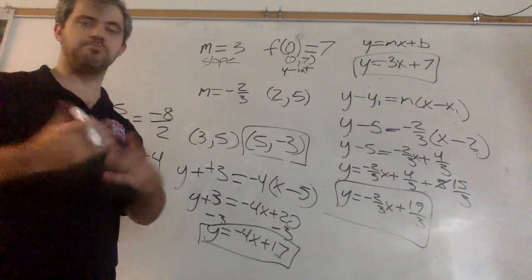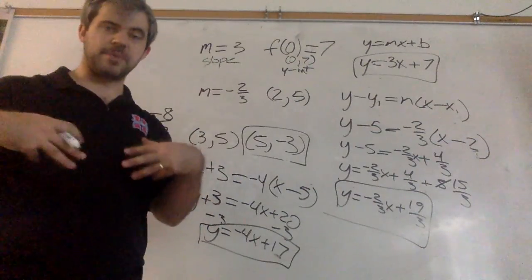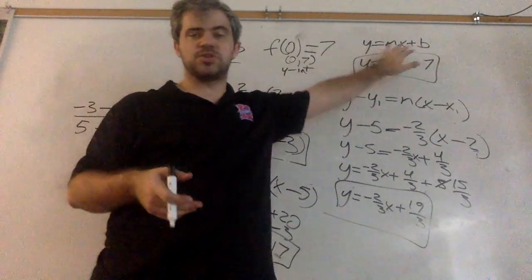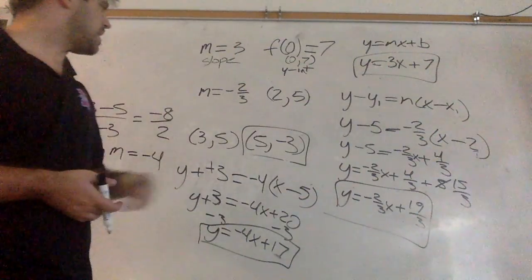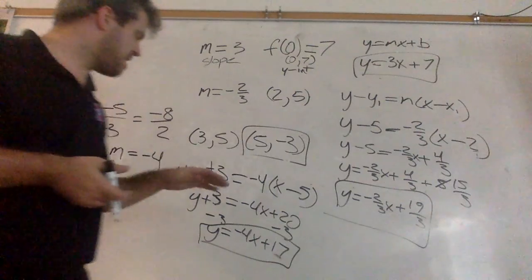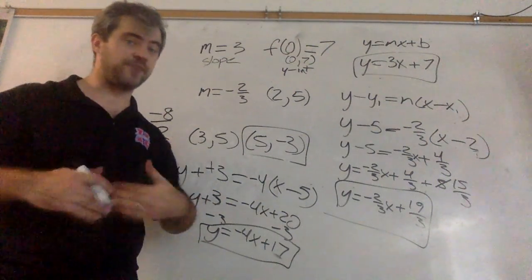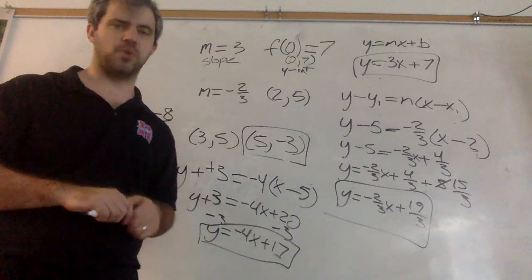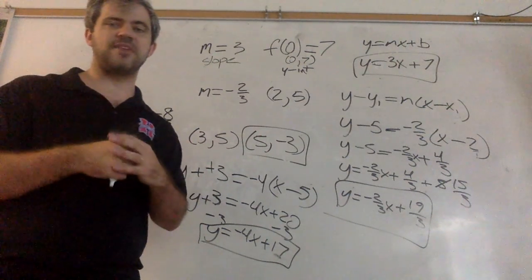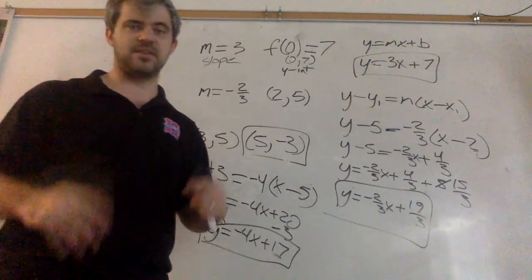Excuse my poor handwriting, but let's back this up. If they give you a slope and an intercept, you use slope-intercept form. If they give you a slope and a point, you use point-slope form. If they give you 2 points, you find the slope, and then you use point-slope form by just picking a point. So that's how you find these lines given this information.